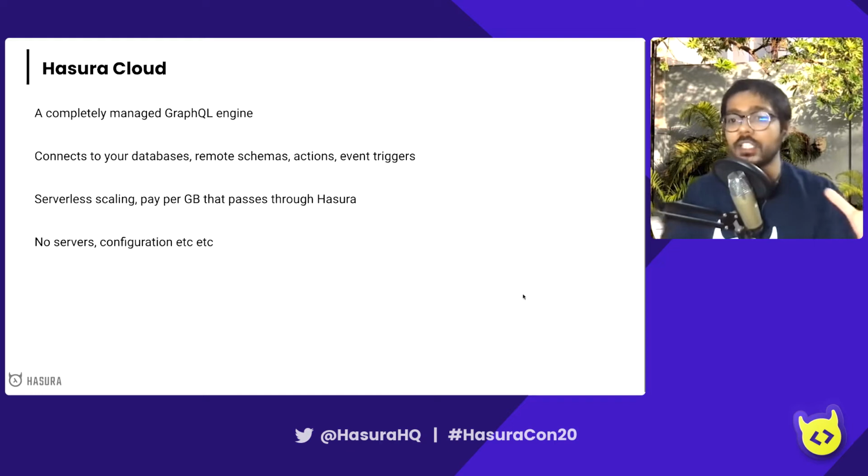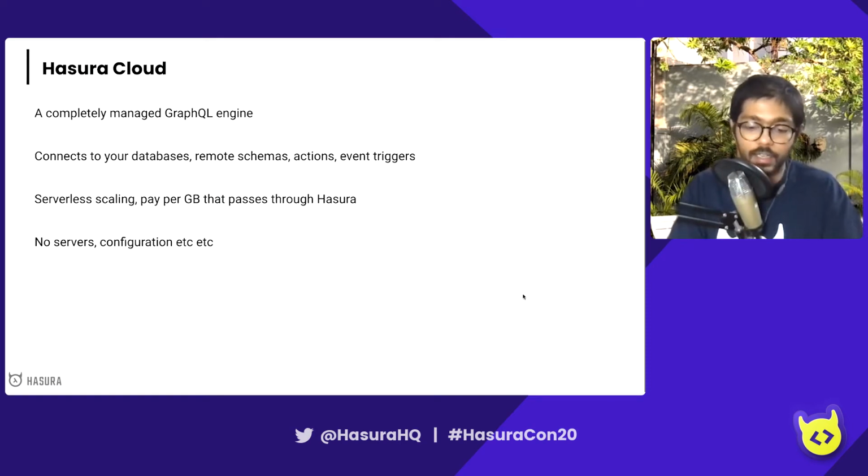Hasura Cloud is essentially a completely managed GraphQL engine. You can connect it to your databases, your remote schemas, your actions, your event triggers, right? It's serverless scaling, and so you pay per GB that passes through Hasura. You don't have to worry about servers or instances or configuration or number of concurrent users, number of API calls, any of that. Hasura handles that for you, scales up and scales down automatically for you, and a bunch of other stuff. What I'm going to do is take you over a few of these things.